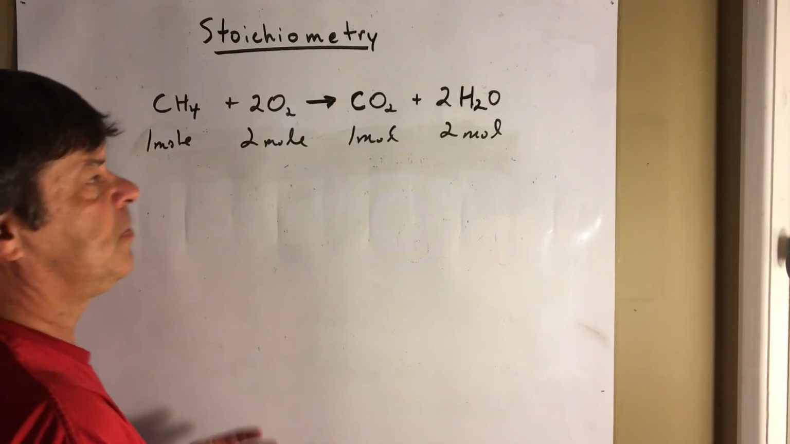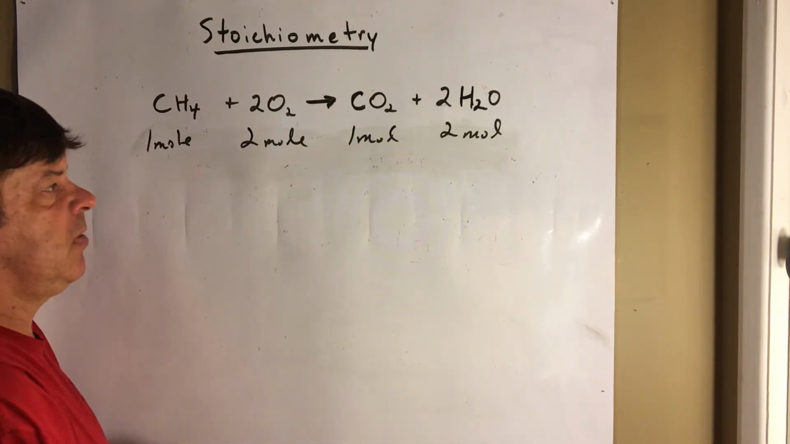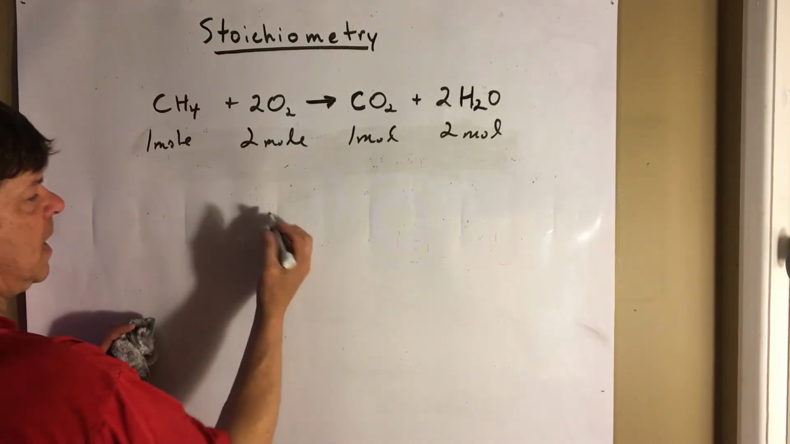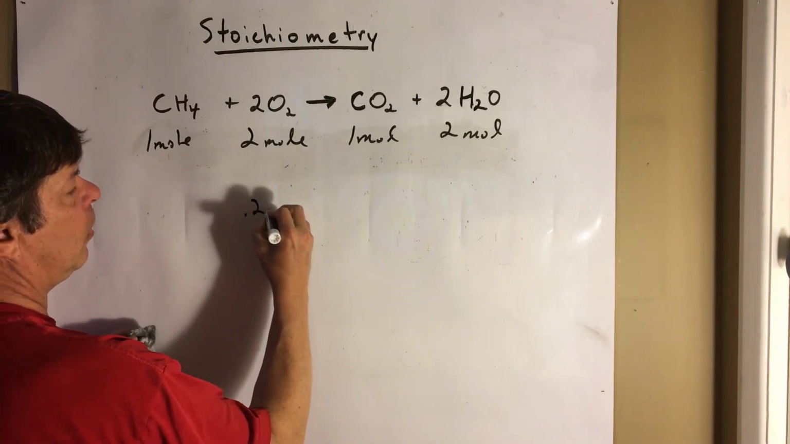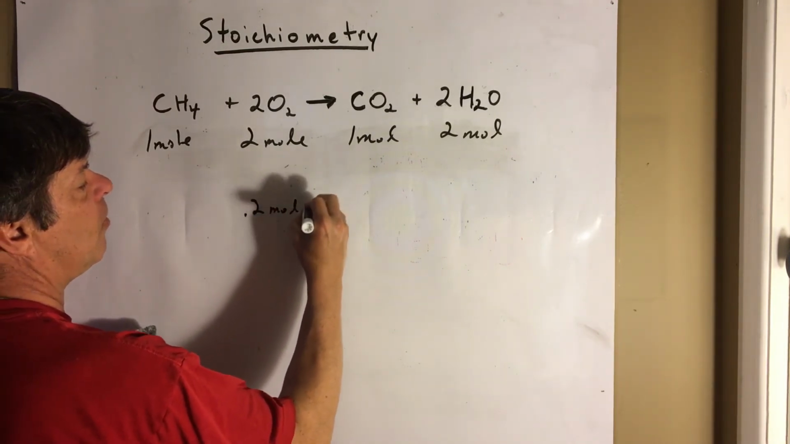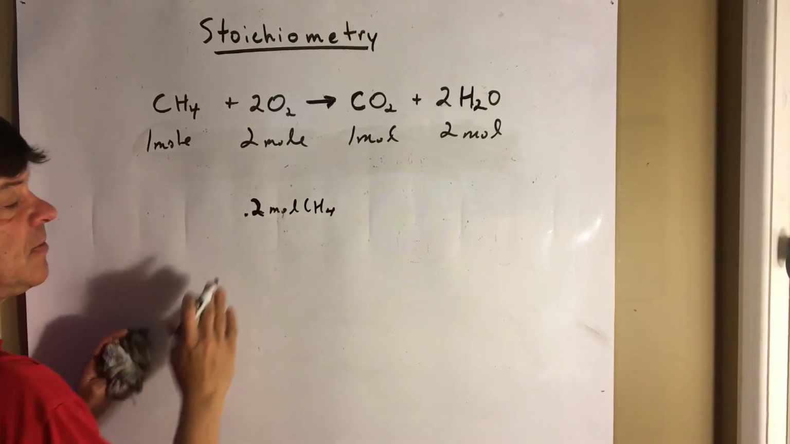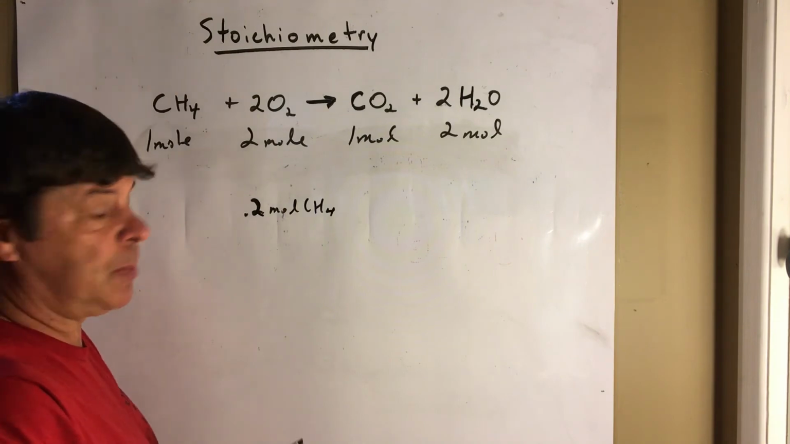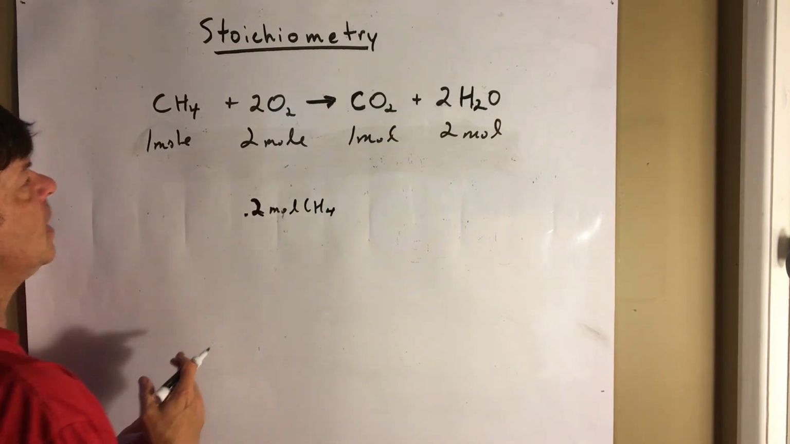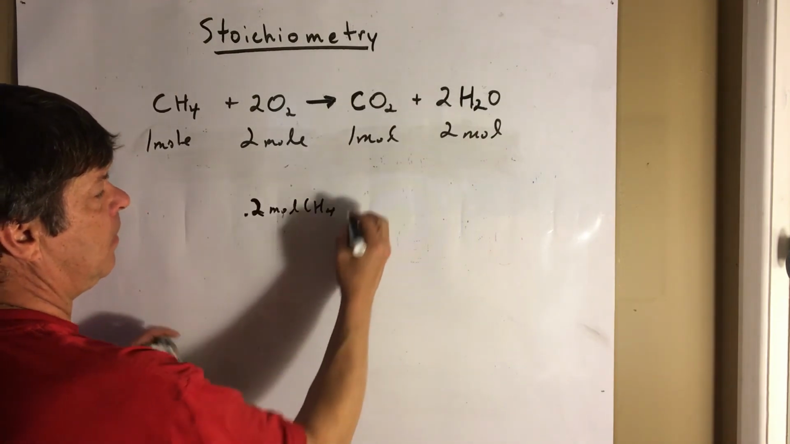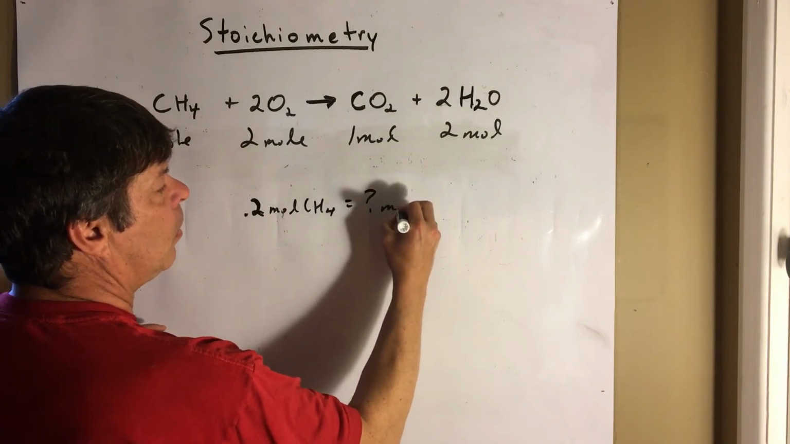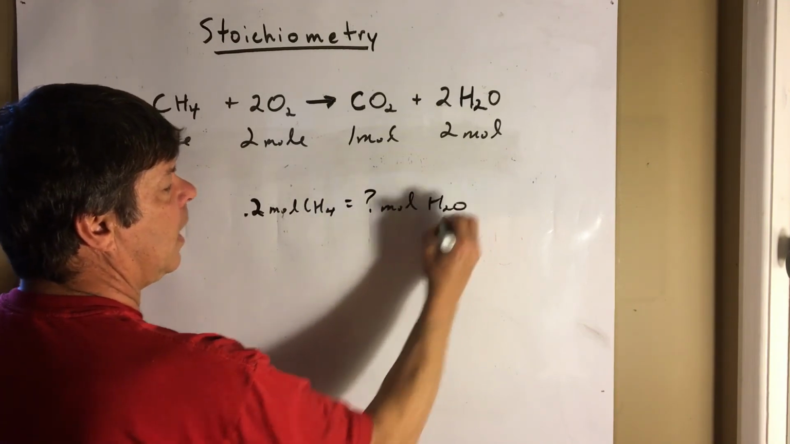So let's do a mole-to-mole problem, a pretty simple stoichiometry problem. Let's say we have 0.2 moles of methane, and we have an excess of oxygen, so we have plenty of oxygen to burn all of this. Let's see if we can figure out how many moles of water we would get.